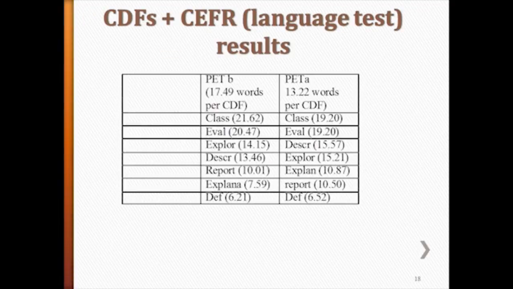If we look at the language proficiency results on the Cambridge preliminary test, things are pretty much stable. No significant differences, roughly the same order with classify and evaluate on top. So it seems that the language proficiency scores seem not to be doing that much in relation to the use of the different cognitive discourse functions.